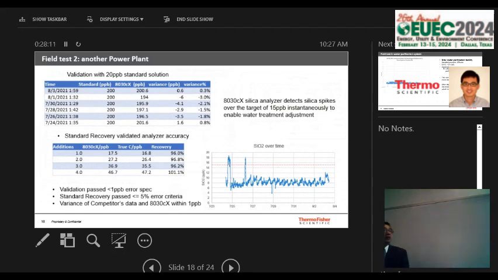Here's another power plant we ran this analyzer at, and you can also see validation. It's generally pretty good. We chose a different validation. This time we chose 200, just to give it a different switch. You know, variance is typically within 3%.